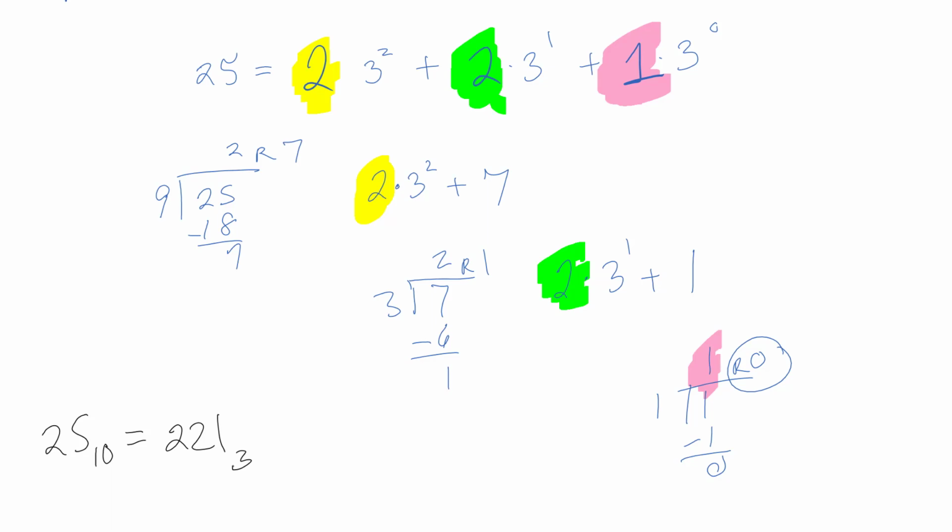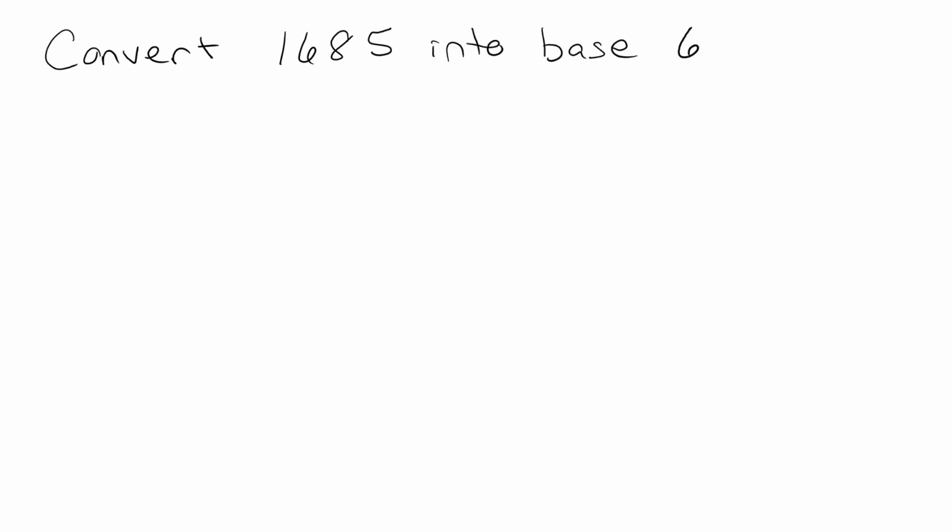Fine, okay, but the question is, how would I do this in a more complicated setting? How would I do this in a more complicated way, maybe, for example, using floor functions? I'm just going to do this by hand and show you another example. So let's say I wanted to convert 1685 into base 6. Now this is maybe something I can't do off the top of my head.